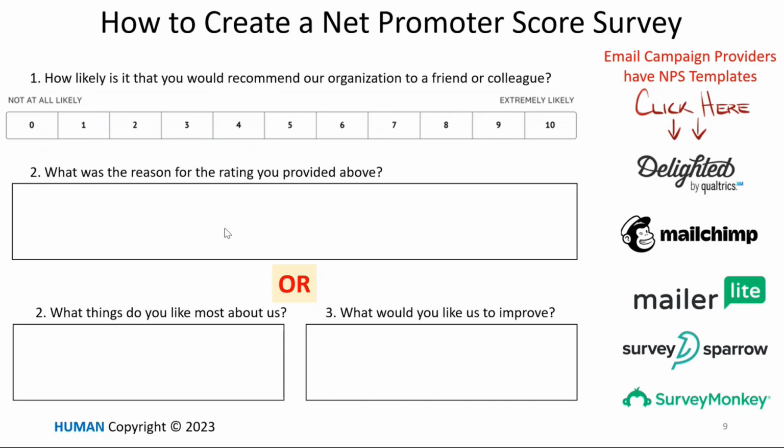Now, you can either do it this way, or, and this is a big or, because you don't want to have a whole bunch, you could just split it up. And by splitting it up, you might have two questions. What things do you like most about us? So that's the positive side. And what would you like us to improve? That's the negative side, hidden by a nice positive question.